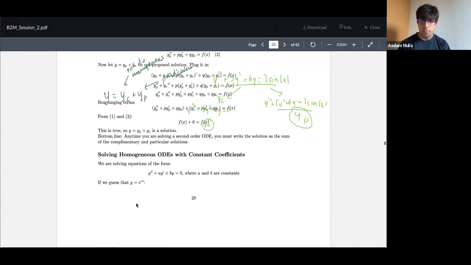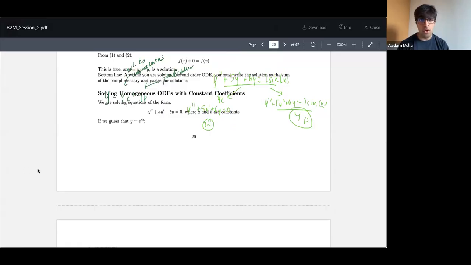explanation, okay? Now, let's actually solve some of these. The first one is constant coefficient second order ODEs.